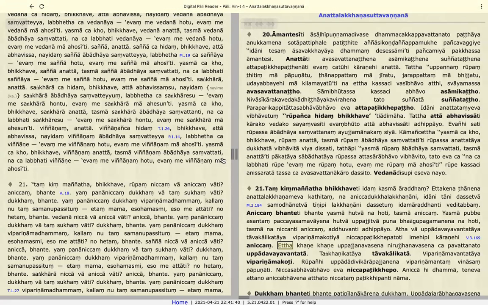Okay, let's start our class by reciting the Buddha Sasana Ciranthitu three times. Buddha Sasana Ciranthitu.